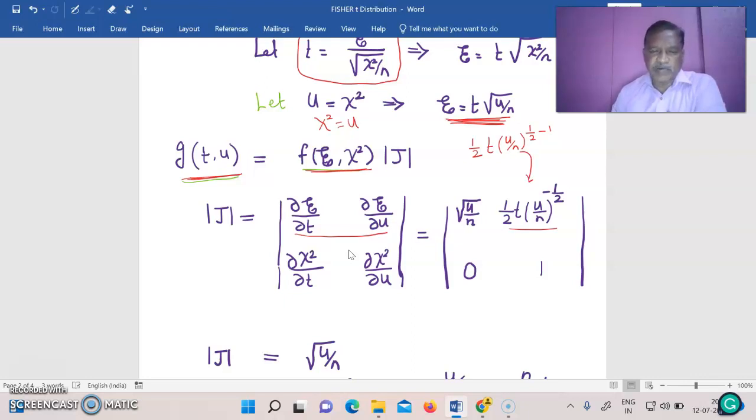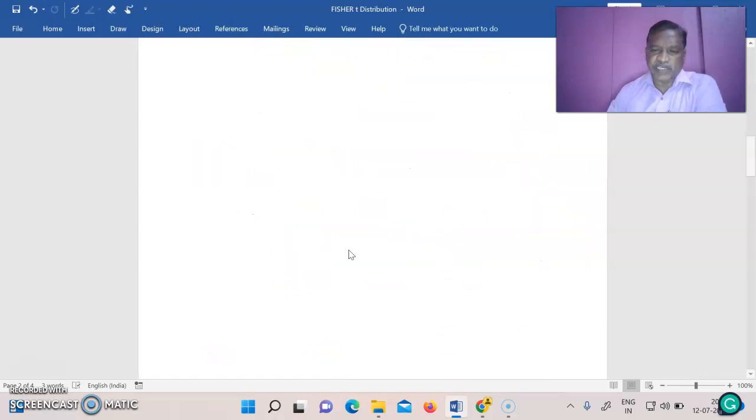Then in the second row, differentiate the chi-square with respect to t. When you differentiate the chi-square with respect to t, it will be 0. Again, when you differentiate the chi-square with respect to u, it will be 1. Now you find the determinant of this matrix.